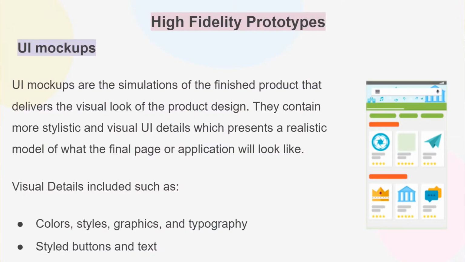Next we have UI mockups. UI mockups are the simulation of your finished product, which delivers the visual look of the product design. They contain more style and visual UI details which present a realistic model of what the final page or application looks like. Visual details such as colors, styles, graphics, typography, styled buttons, text, etc. are used.